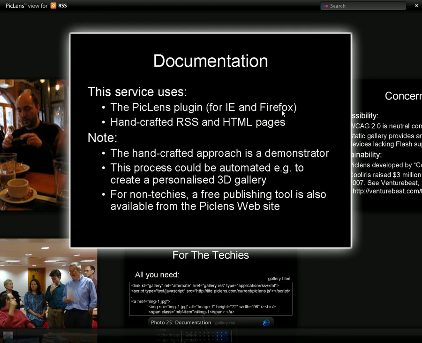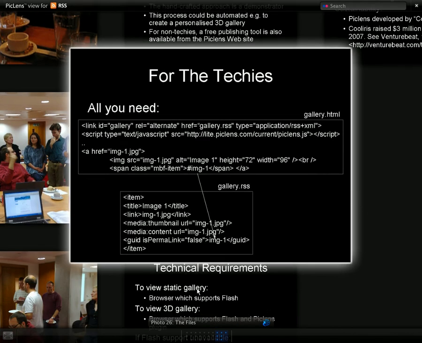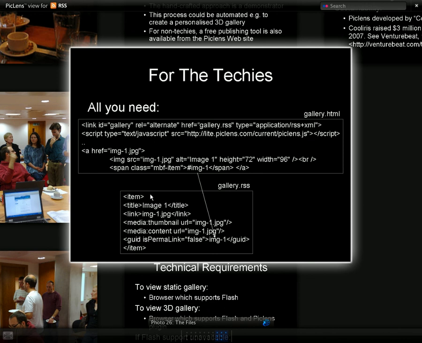But if you're not a developer and you wish to do something like this, there is a simple publishing tool which enables you to build up this type of gallery, which can be downloaded from the PicLens website. So for the techies, all that's needed is this type of simple RSS file which has links to the image, potentially the thumbnail, and an identifier for the image which is linked to from the gallery, from the HTML file. And you'll notice two other lines: the link, which provides a pointer to the RSS file, and the script, which points to the JavaScript file which is used to process this.